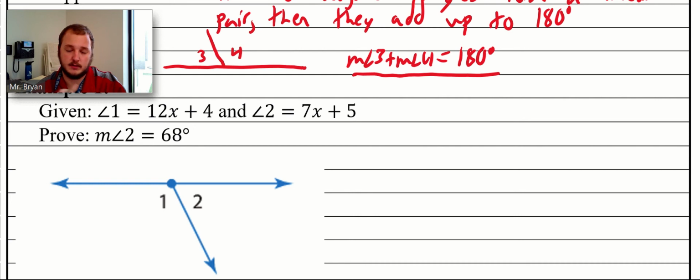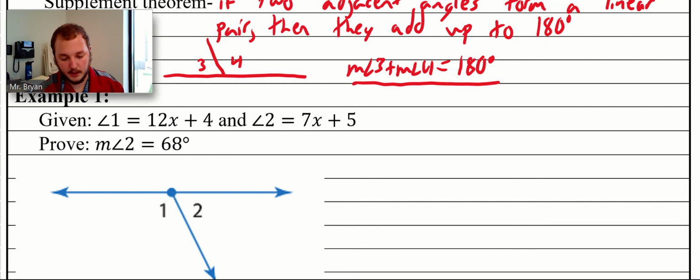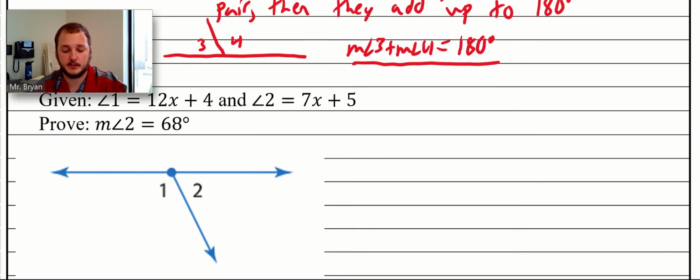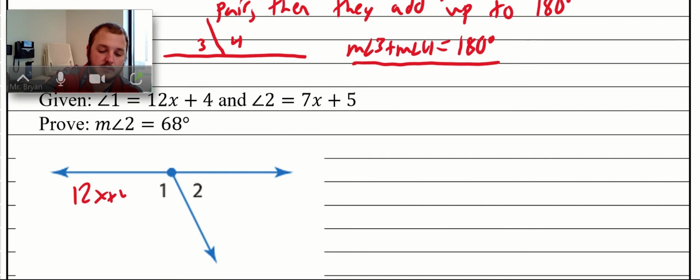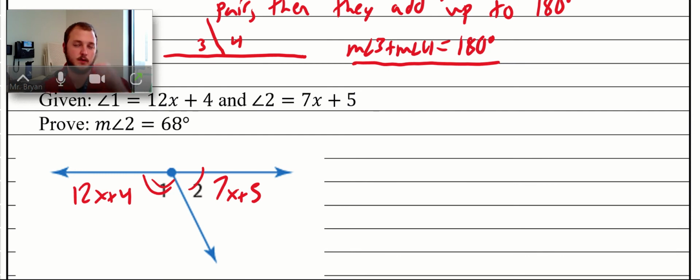Again, we just need to label these angle 1 and angle 2, no letters or points to deal with here. We're given that angle 1 is 12x plus 4, and angle 2 is 7x plus 5. If I were to work through this, one thing I would do to start, especially if this was on a handout or a homework, is label what those angles are. So I would label this 12x plus 4, and this 7x plus 5. That helps me visualize what those two angles look like. So now I want to set up my proof.